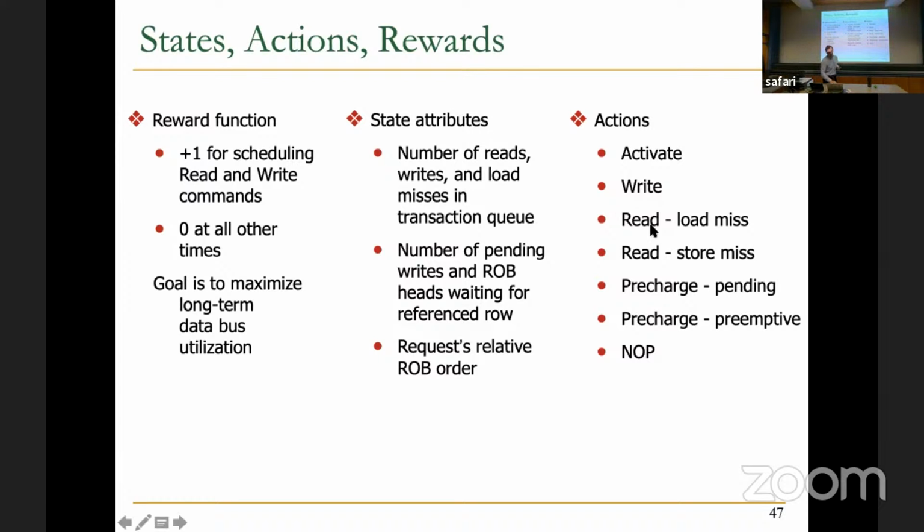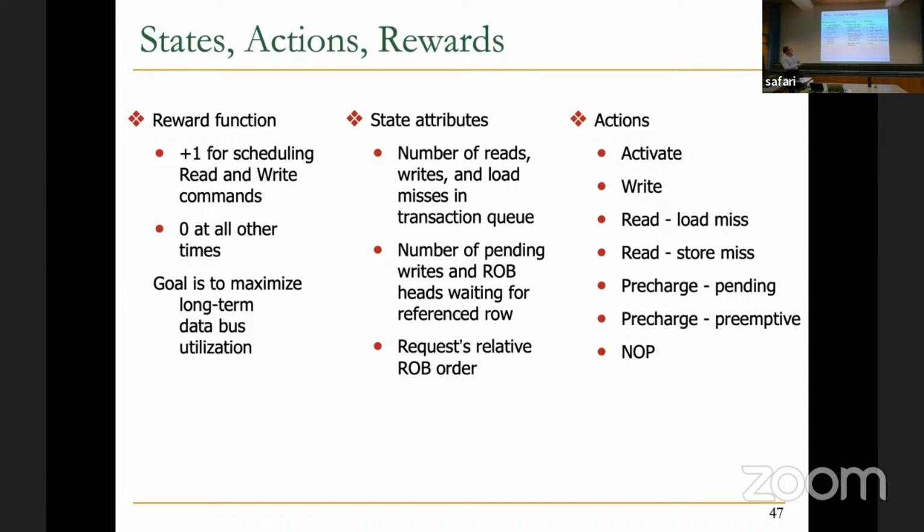And then the state attributes. How do you decide what are the state attributes you're going to observe? This usually happens with feature selection, and we have a static feature selection method. But this could potentially happen online also, or in an automated manner. But you can see some of the state attributes that we found are important based on feature selection: number of reads and writes and load misses in the memory request buffer, number of pending writes, and essentially this is called reorder buffer heads. Basically, all the instructions that are waiting for the reference to a row currently. You can see that these are taking into account some criticality and the request's relative order in the instruction stream of the processor. This may be taking into account criticality also.